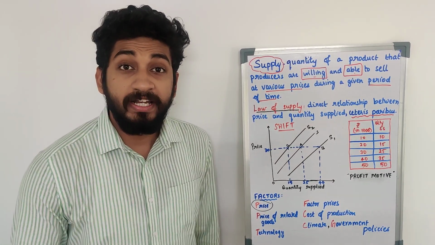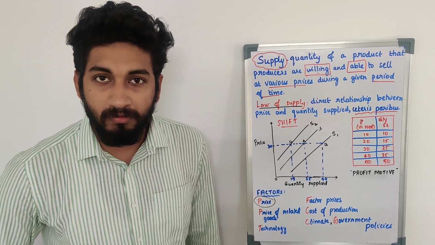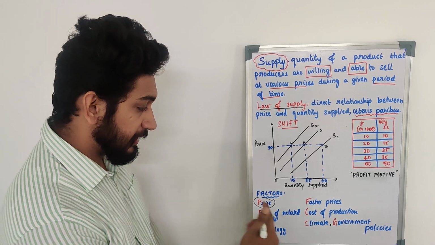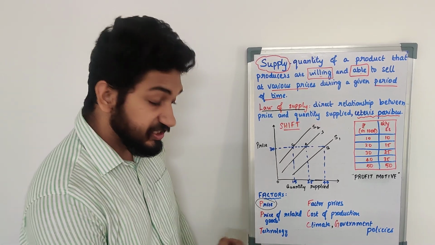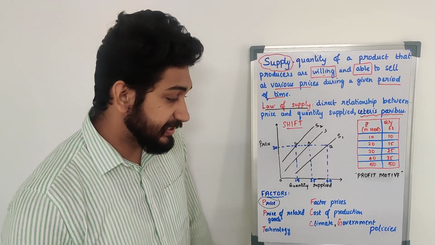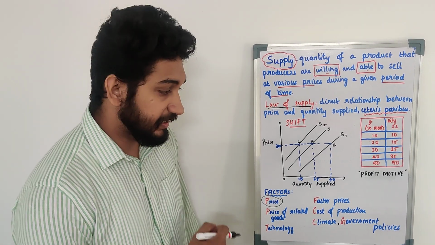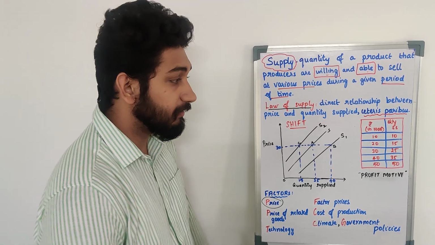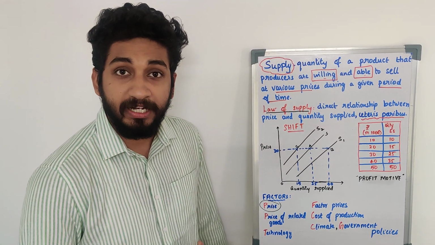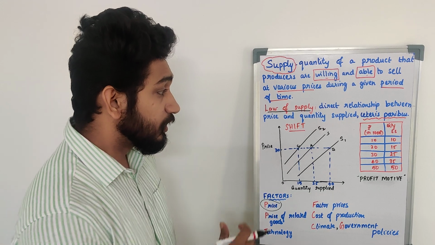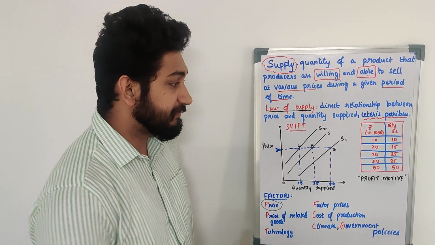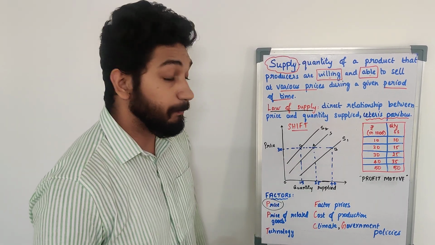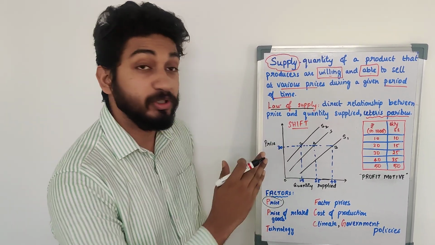When will there be a shift in the supply curve? A shift in the supply curve will be because of non-price factors, that is the price of related goods, change in technology, factor prices, cost of production, climate and government policies. When any of these factors affects the supply, the quantity supplied will change. So let us consider a change in any of these non-price factors: our equilibrium position from A will shift to B. That is, the supply curve will shift to the right side.